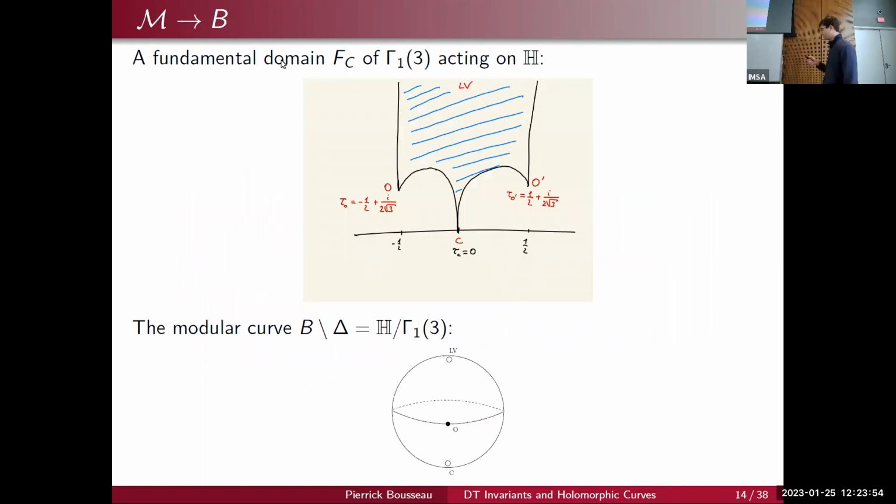So here's a picture of the fundamental domain of Gamma_1(3). You can look at the quotient, and you get a modular curve. If you compactify it, it's really a sphere. But actually what is missing is a point at the top here, which is the so-called large volume point. And the other missing point at the bottom is the conifold point. In addition, on this picture, there's a special point in the middle, which is called the orbifold point, where there is a Z/3Z orbifold.